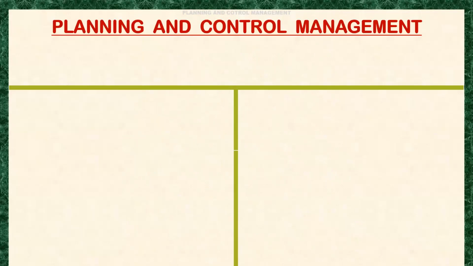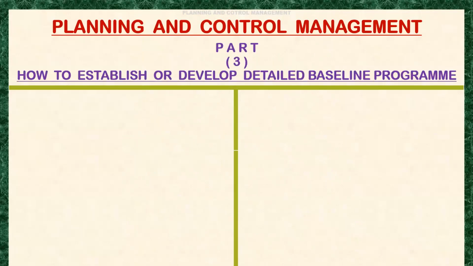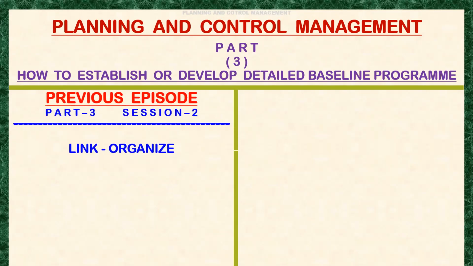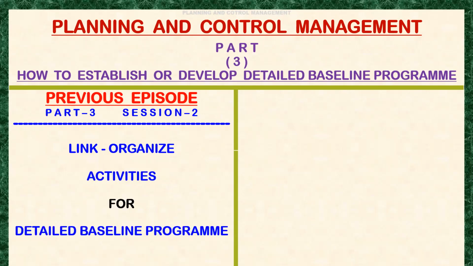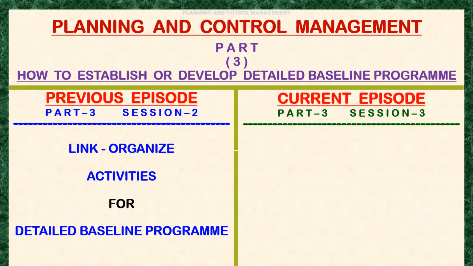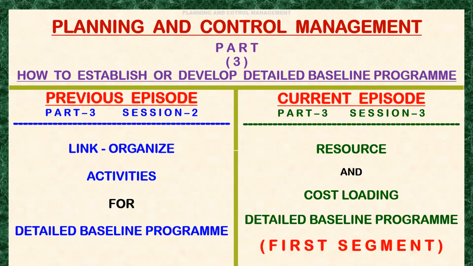Okay, let's proceed quickly. This is about planning and control management part 3 on how to establish or develop a detailed baseline program. Our previous episode was part 3, session 2, regarding the linking and organizing of activities for the detailed baseline program. And our current episode is part 3, session 3. We will be discussing resource and cost loading of the detailed baseline program per segment.